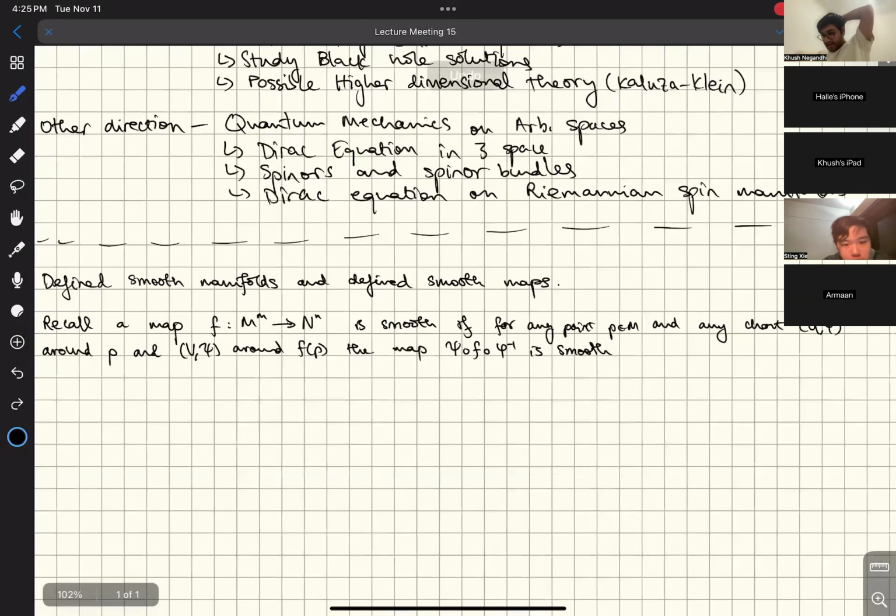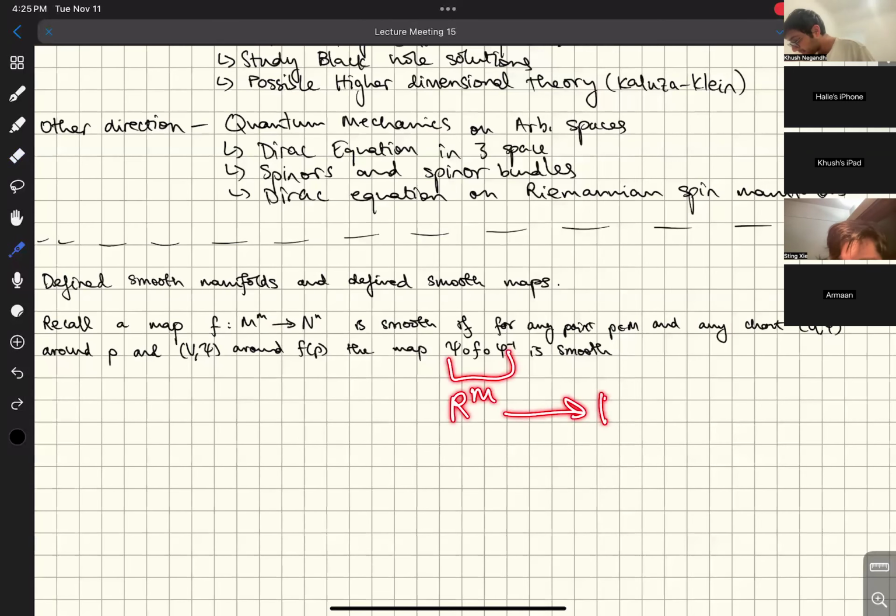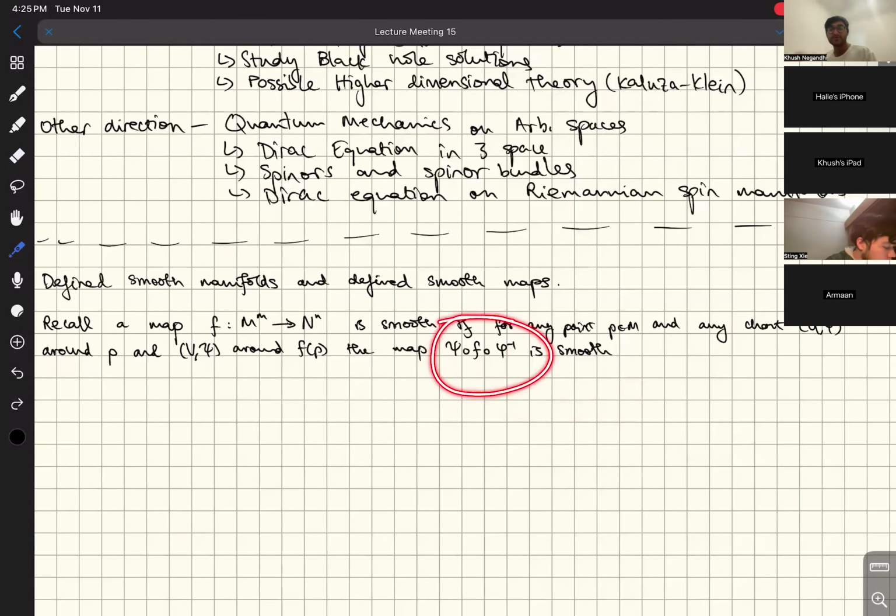And recall that this map is now a map from a subset of Rm into a subset of Rn. So we can talk about what it means for this map to be smooth because we defined smoothness of that map. Yeah, but this is still a little weird because we're defining the smoothness of something in relation to the smoothness of another map, right?